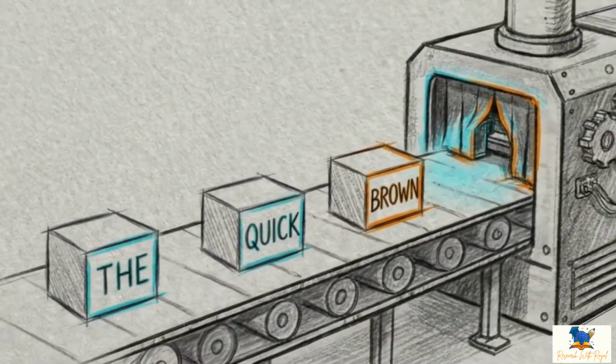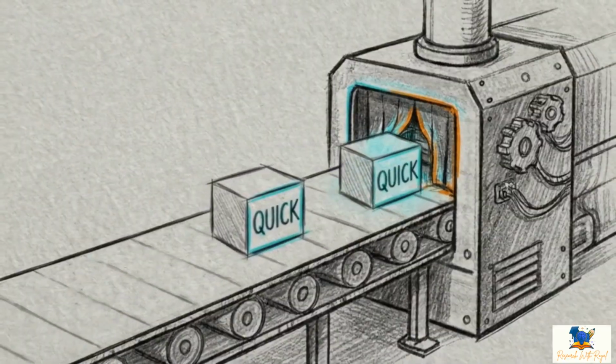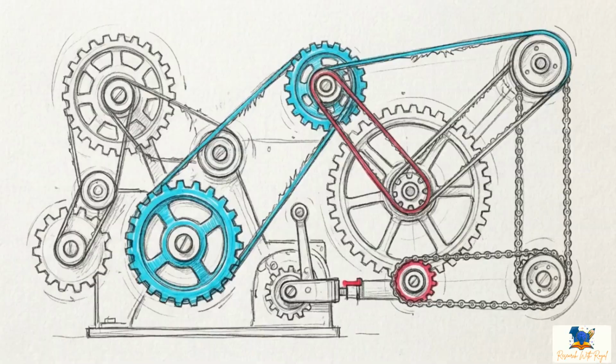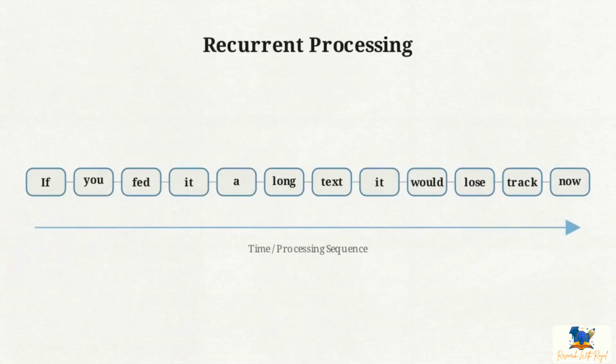For years, to make a computer read a sentence, you fed it words exactly like items on an assembly line, one by one. This step-by-step method was called a recurrent neural network. For years, it was the standard way to teach machines how to process human language. But the assembly line had a serious flaw.